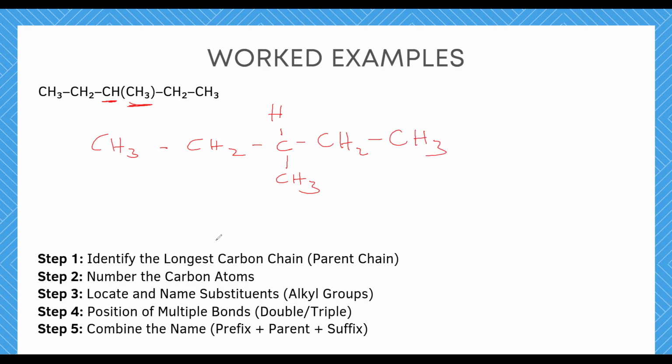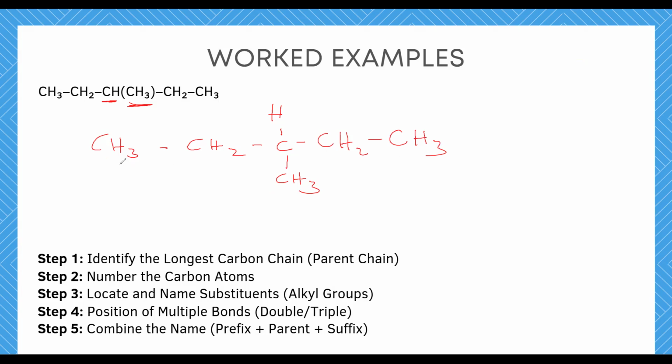First things first, identify the longest carbon chain. So how many ways can we count? We can count like this. If we do that, how many will we identify? We have one, two, three, four. Let's keep that aside, four carbon atoms.